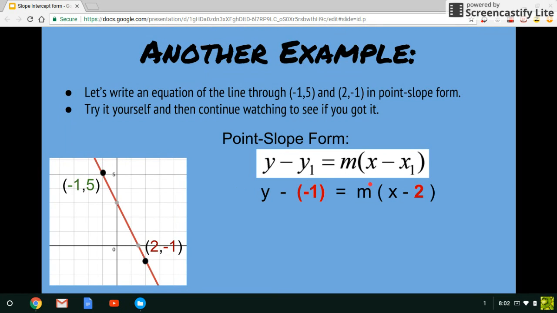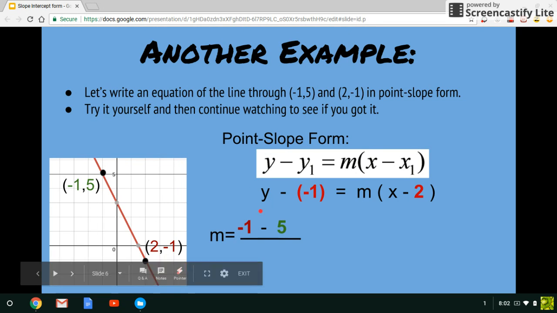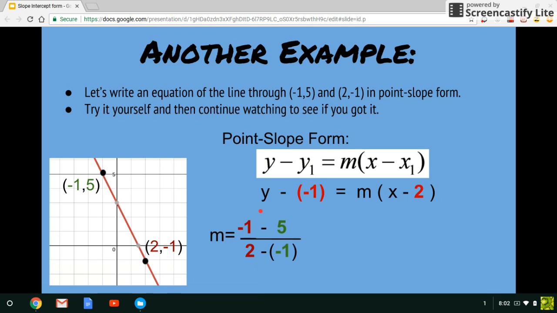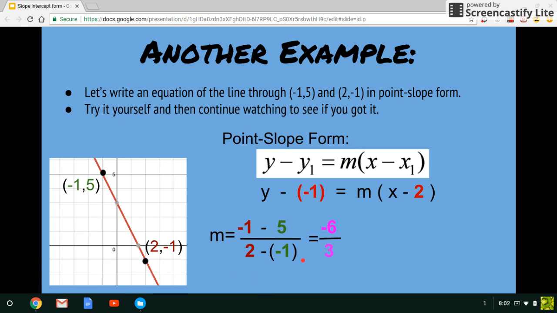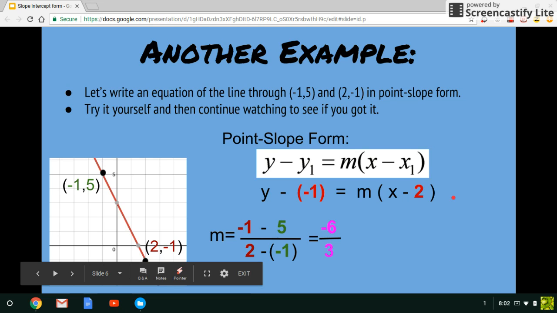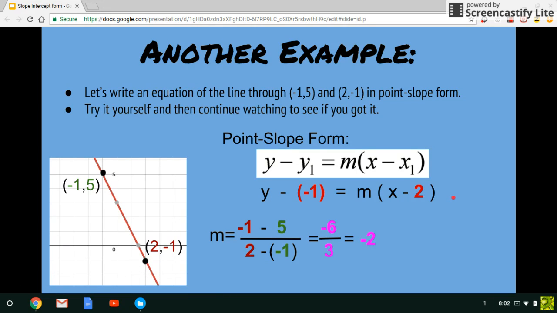And then again, we just have to solve for m, the slope. So on the top, we subtract our y value. So we have -1 minus 5. And on the bottom, we subtract our x value. So we have 2 minus -1. So on the top, -1 minus 5 gives us -6. And on the bottom, 2 minus -1, well, that's just like saying 2 plus 1. And 2 plus 1 is 3. So we get -6 over 3, which reduces to -2.